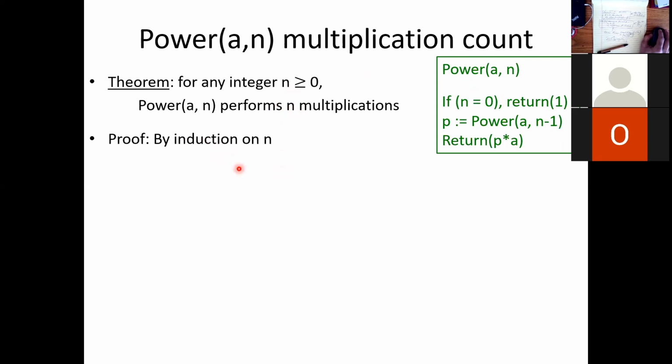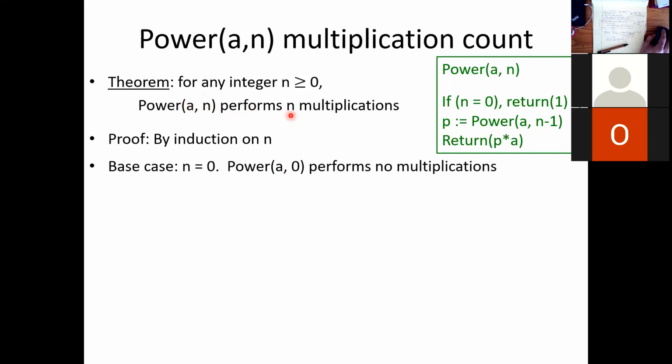A formal one would start with a base case, and see that this predicate is true for n equals 0. Indeed, power a 0 performs 0 multiplications because it hits the base case and performs no arithmetic operations whatsoever.